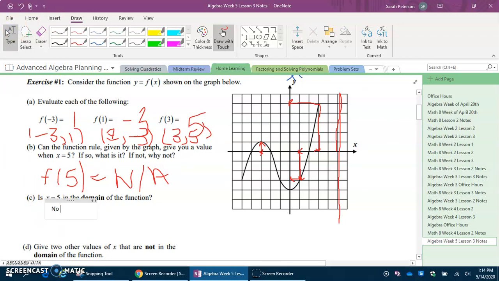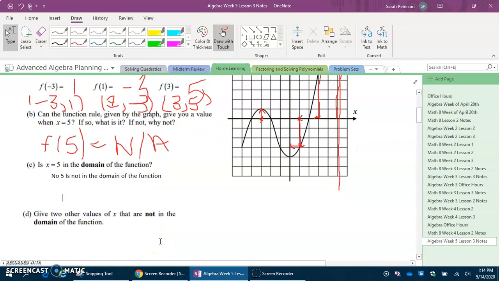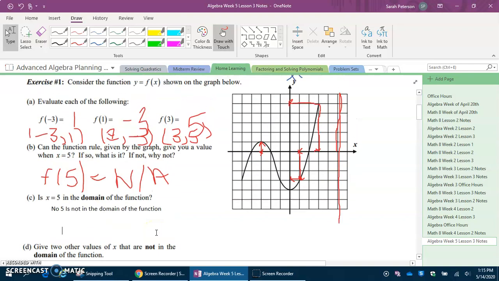No, 5 is not in the domain of the function. I'm looking at domain, which is always the x values. For the rest of your life, domain will always be the x values. So then it says give two other values of x that are not in the domain of the function. So where else on the x values is there no graph?